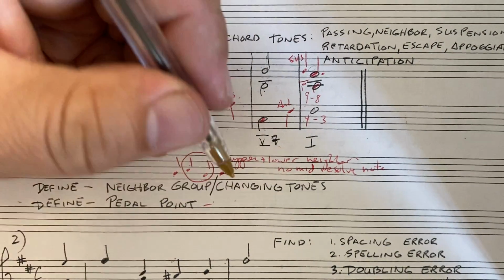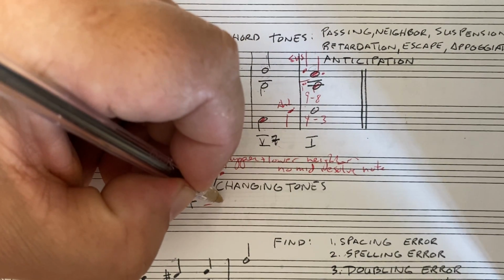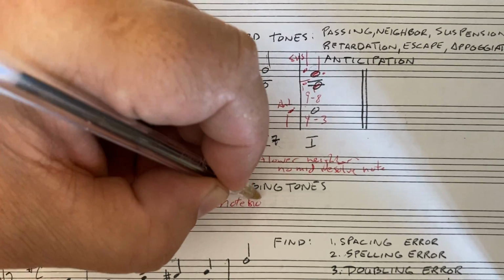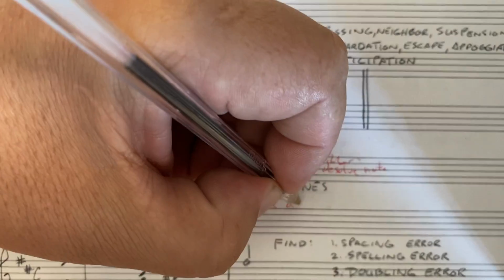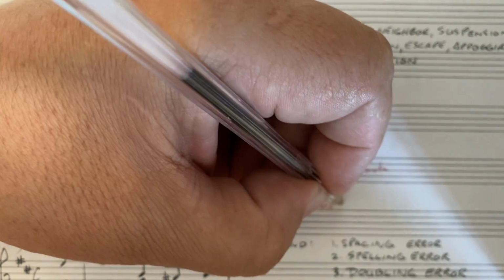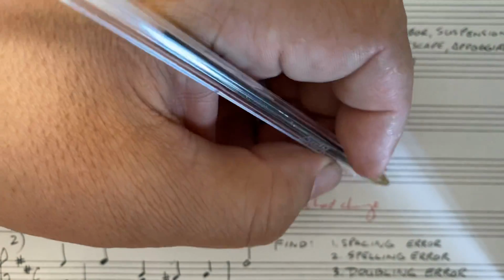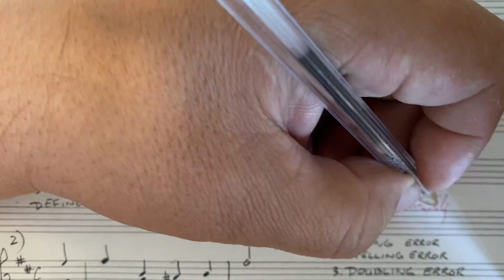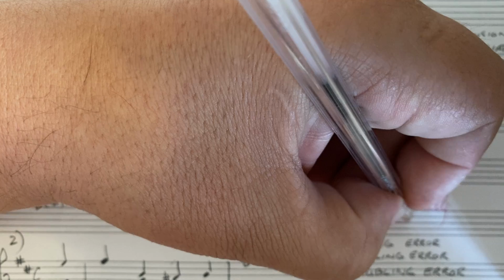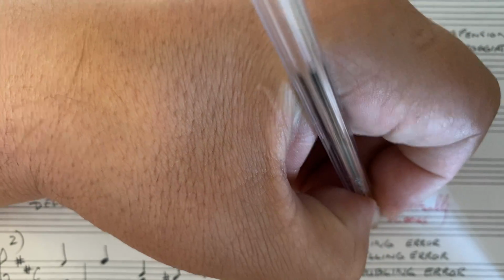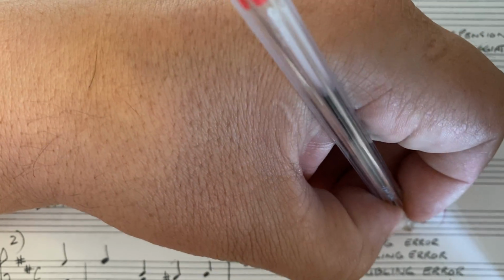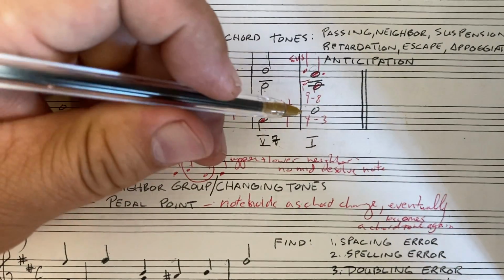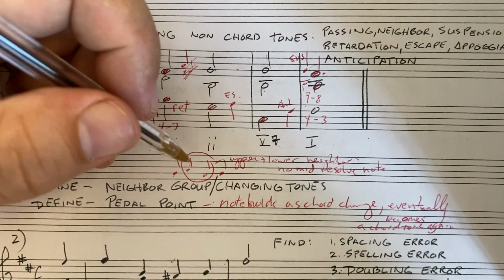Pedal point. Again, you could define it as, you know, note holds, right? As chords change. You know, eventually it becomes a chord tone again because the chords change back. You could also draw one, right? So it's entered by the same note and left by the same note. That's another way you could do that right there.